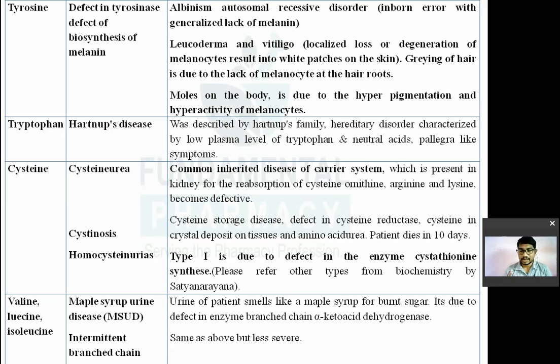Then leukoderma and vitiligo. They are also nothing but white patches. Initial stage of your albinism. इनिशियली अल्बिनिज्म का जो पहला स्टेज होता है वो अचानक ही पूरा बॉडी व्हाइट नहीं हो जाएगा, थोड़े थोड़े पैचेस आना चालू होंगे.